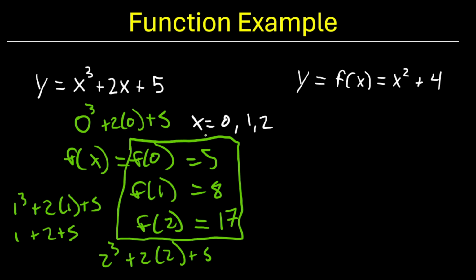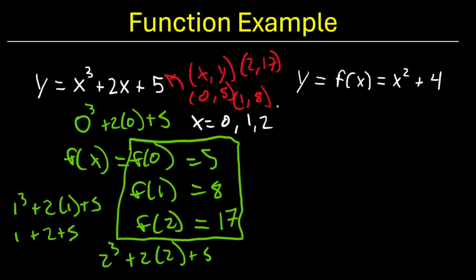Okay? You can also write these as coordinate points. So for example, we've got x comma y. So you could do 0 comma 5 for this function again, 1 comma 8, and 2 comma 17. Okay?